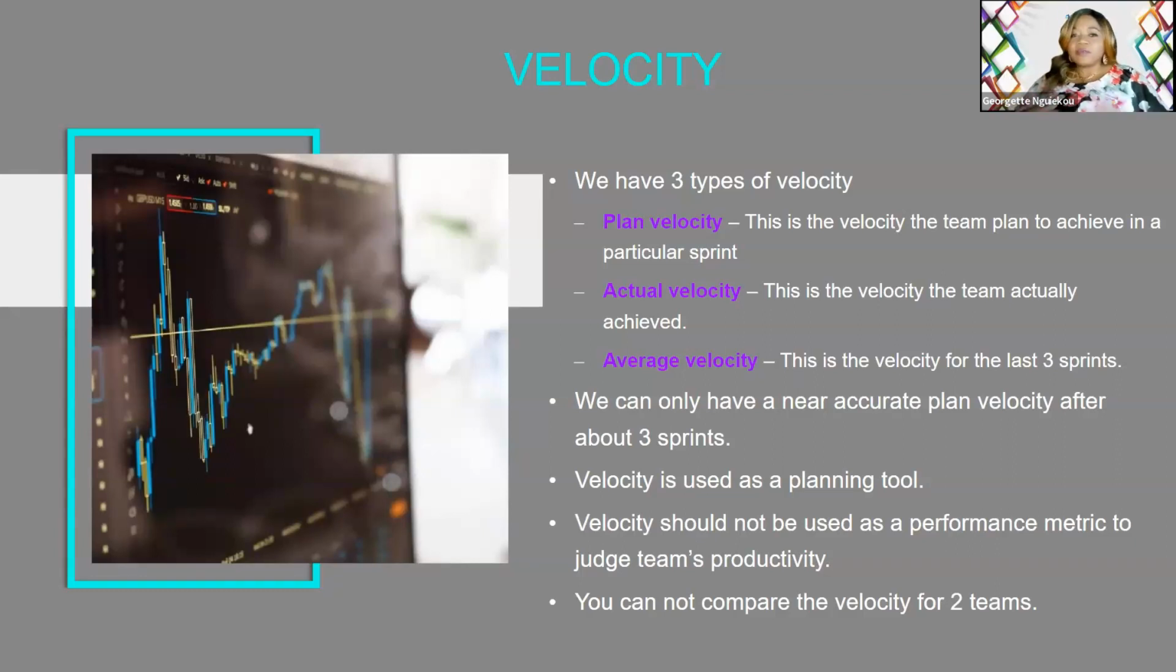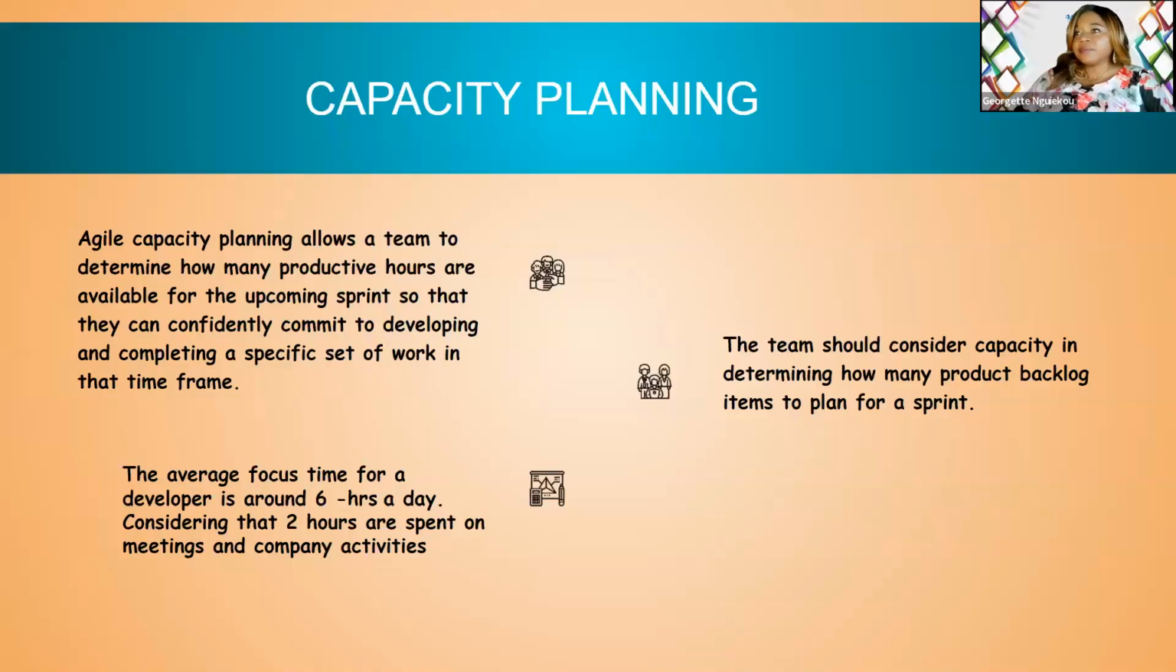Now, how do you calculate the velocity of your team? It's the average of the 3 previous sprints. You take the 3 previous sprints, you sum them up, and then you divide by 3 to get the average. But if the team is still young, you can even go up to 5 sprints to get the average. We will talk more about that when we get into the calculation.